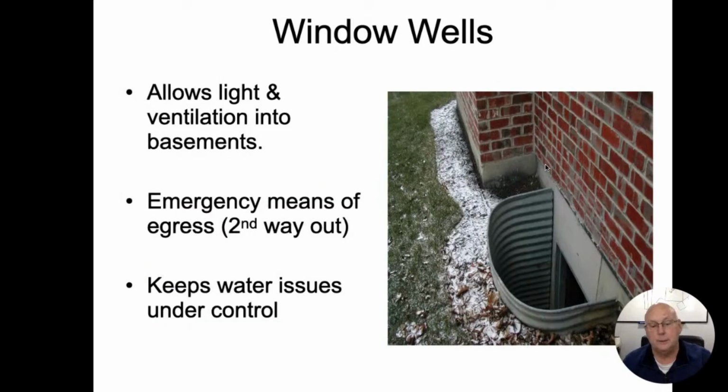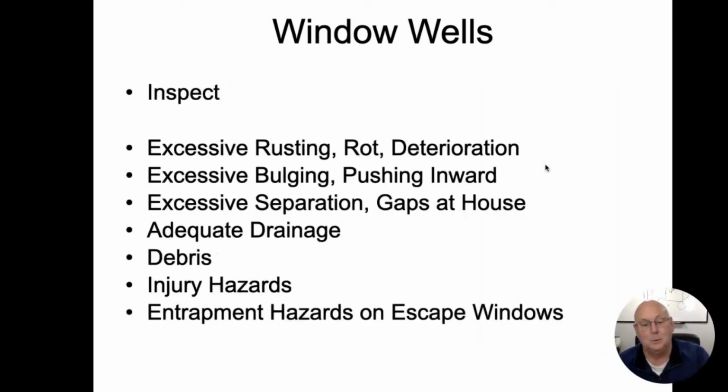If we use them for egress, then 9 square feet is our magic number. However we get to it, typically we're going to want to be 3 feet out. Many times you see that's actually less than the 3 feet out. If the climb out is more than 44 inches, then we need to have a permanently installed ladder in there. Right? We also want to be able to drain those window wells. So there should be a perforated pipe that goes down to our drain tile. And I'm a big fan of putting caps on these things too. All right. So rusting, deterioration, bulging, any sort of damage, look for water and debris in there.